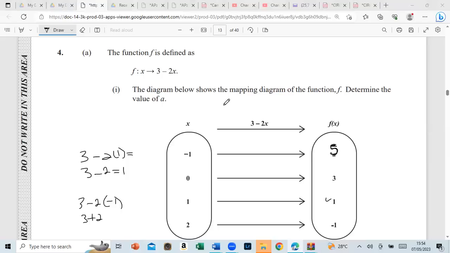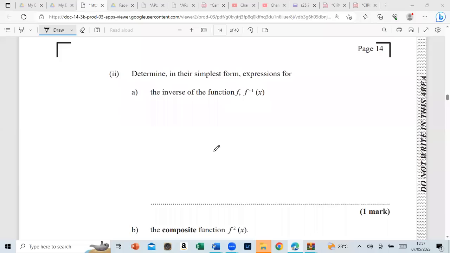Now we don't want to waste time, guys. Alright, it said determine, in simplest form, an expression for the inverse of the function f. Remember what f was. Alright, f was 3 minus 2x. And they want us to find the inverse of this. So let me do it along with y. Change the function to y, right? So this is y equals 3 minus 2x. Interchange x for y and y for x.